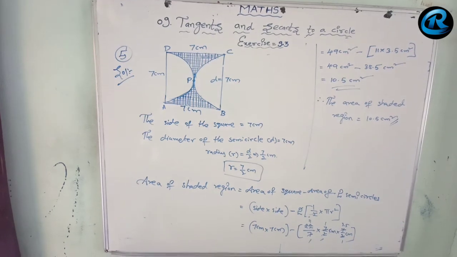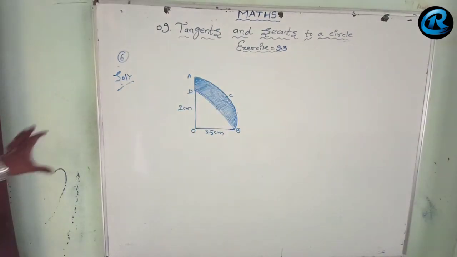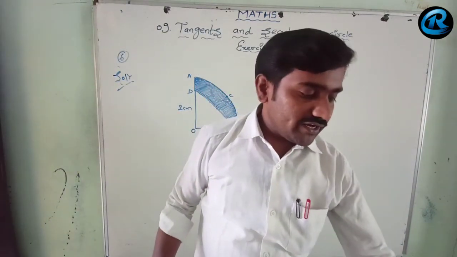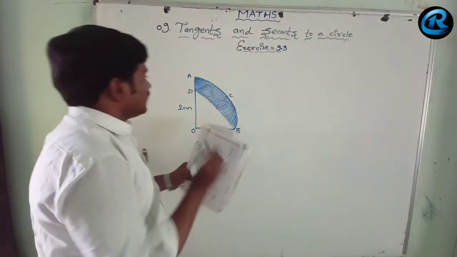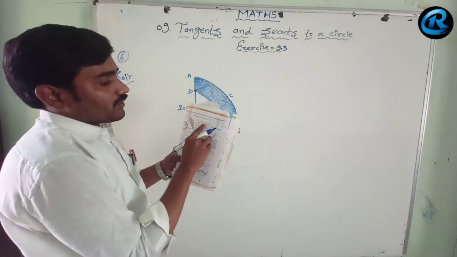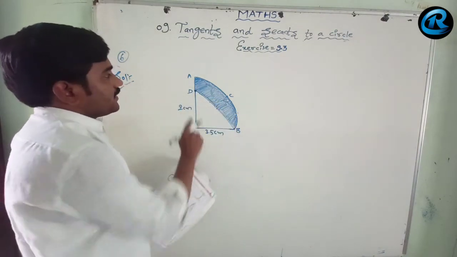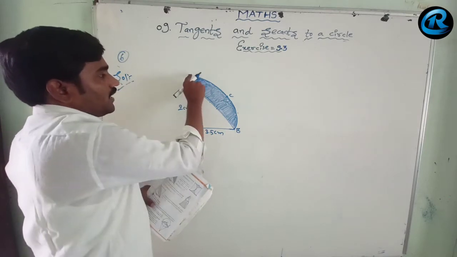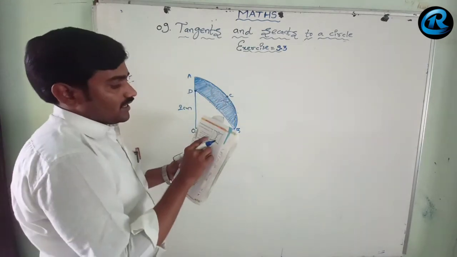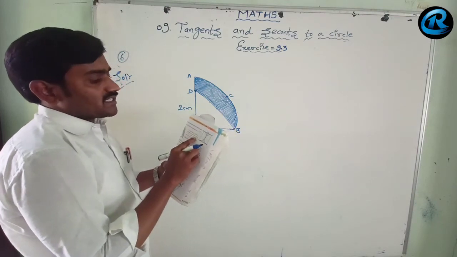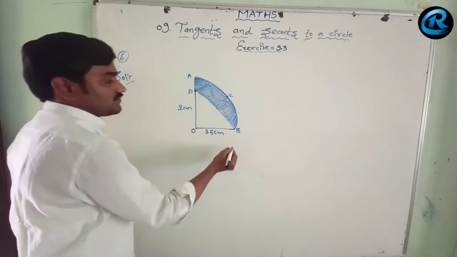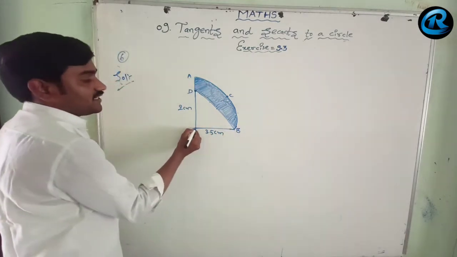Very small problem. Now we go for question number 6, and this is the question number 6 diagram. Let us see what we need to do for this. Now here in the figure, OACB is a quadrant circle with the center O. It is a quarter circle with the center O.